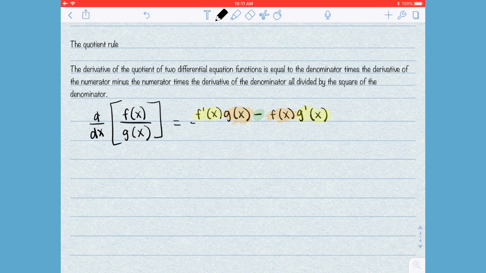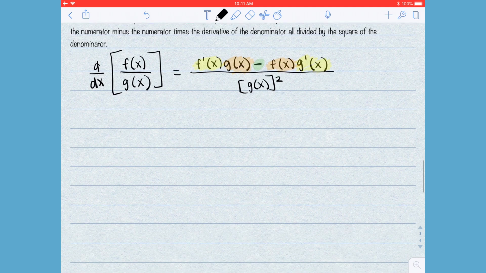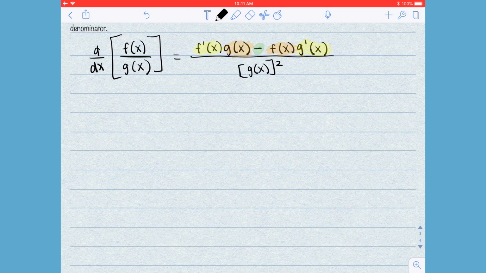And then the catch that a lot of people forget is that I need to make sure I take g of x and whatever that function is, I'm going to square it in the denominator. Okay, so when you do quotient rule, you generally will end up with some type of fractional value. Okay? So let's look at an example. I have some function x plus 1 all over 2x minus 3.